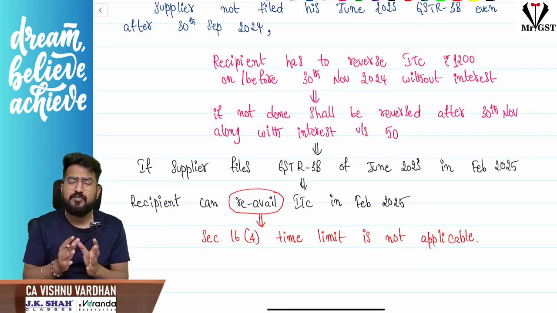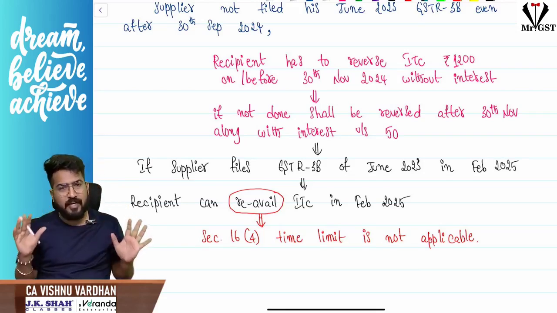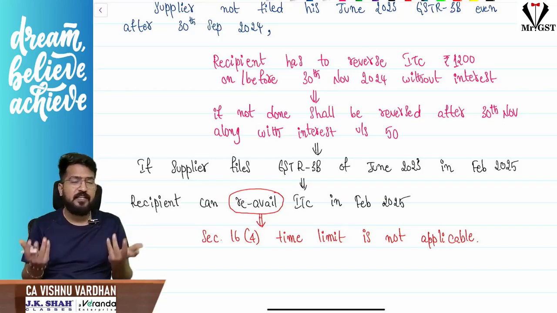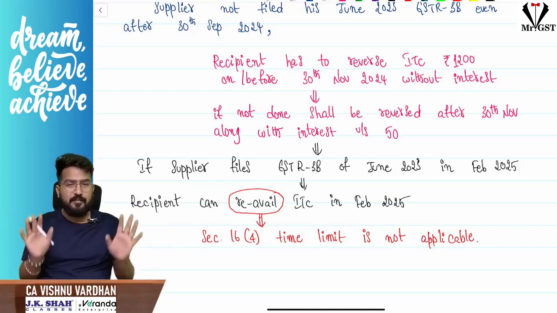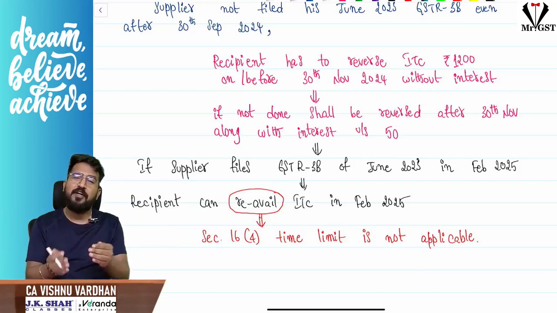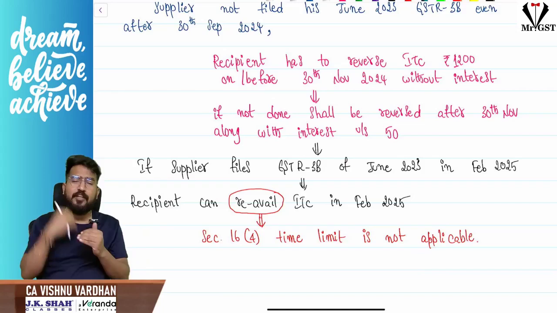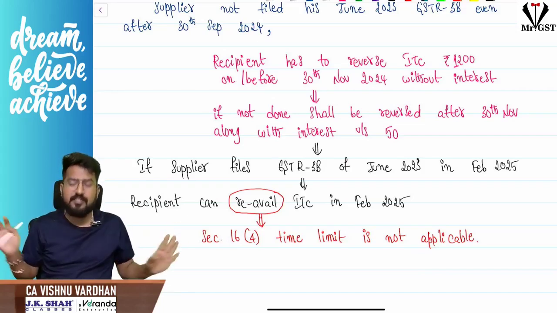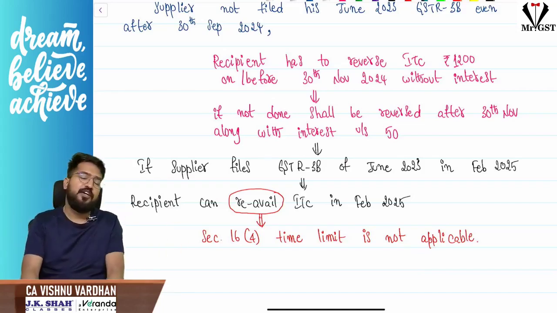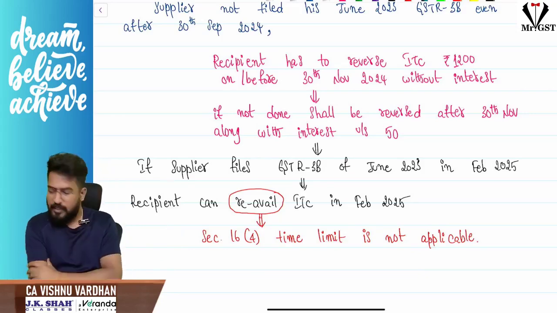16 subsection 4 is like this: only when you are getting married for the first time, they will see age. For a second marriage and all, they will not see any age. That means the 16 subsection 4 time limit is applicable only when you are availing ITC. Here you have availed ITC, reversed ITC, and again now are re-availing ITC. So in such cases, the 16 subsection 4 time limit is not applicable. Hope it is clear for you, right?